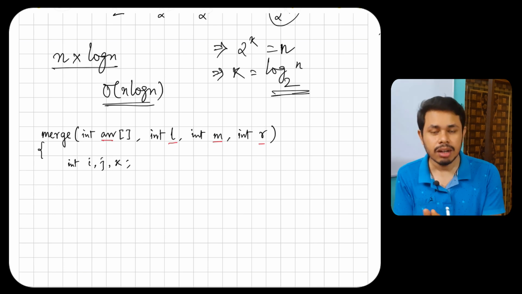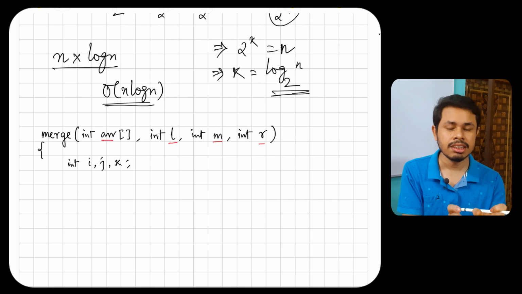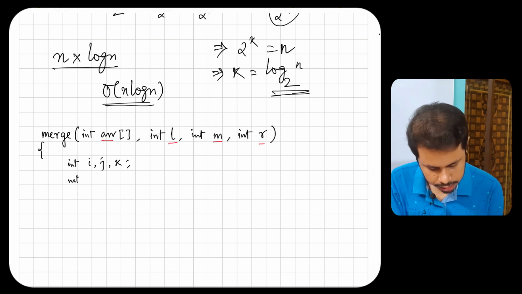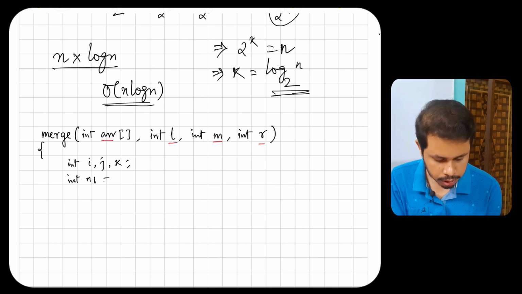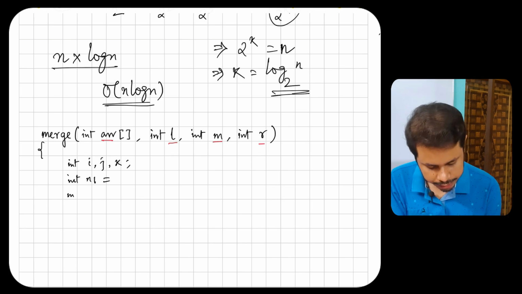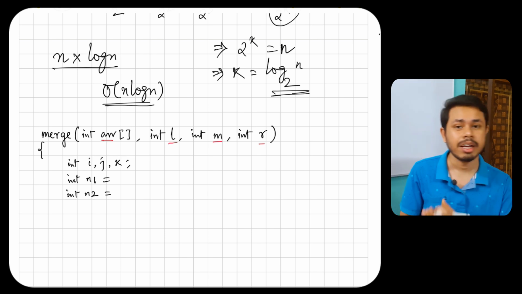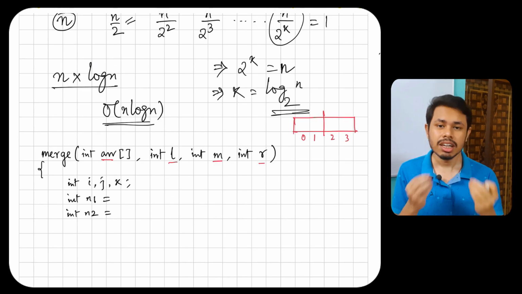Now we need to find out how many elements each subarray contains. Let's say the left subarray contains n1 elements and the right subarray contains n2 elements. So what should be the value of n1 and n2? Let's find out. Now let's look at a simple example.